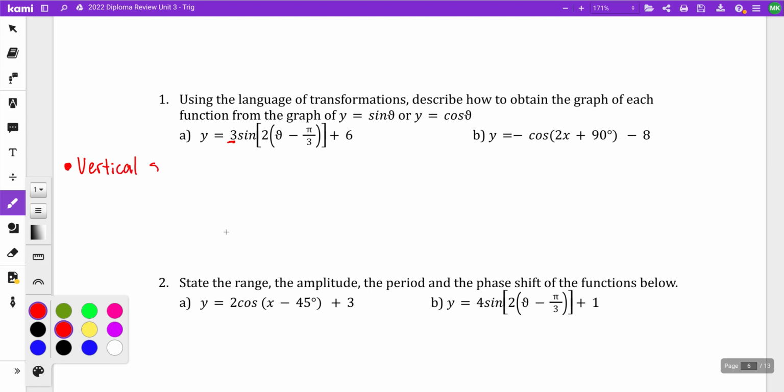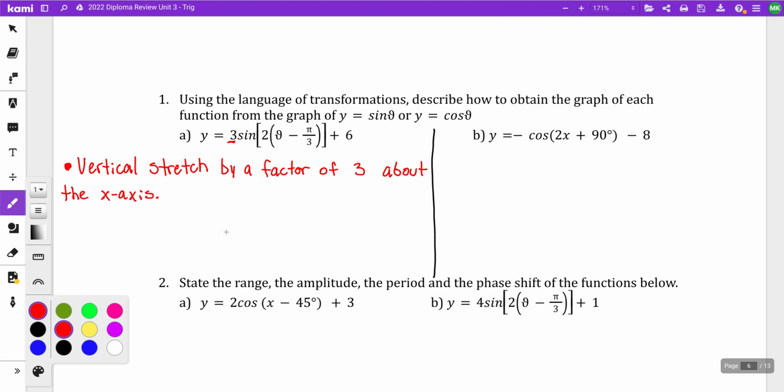You must write out the full sentence. Vertical stretch by a factor of 3 about the x-axis. Meaning that I'm stretching away from the x-axis, which is vertical, right? I'm going away from the x-axis, that's a vertical move.